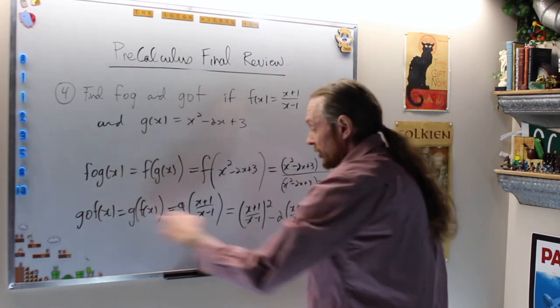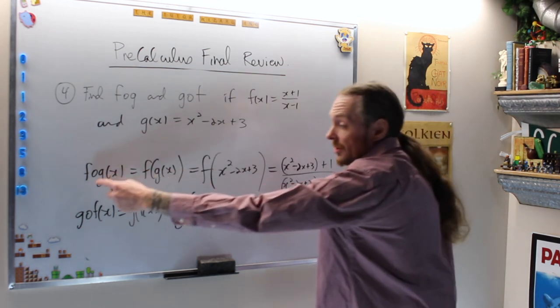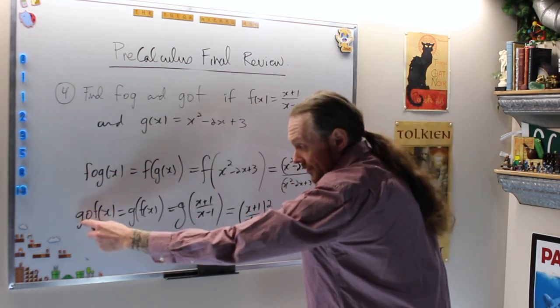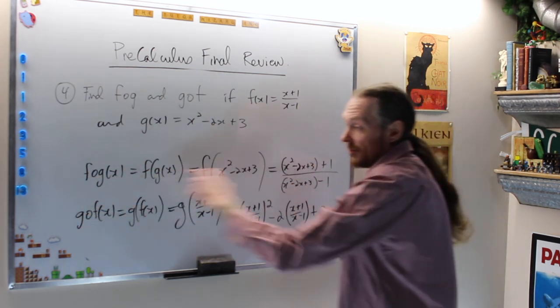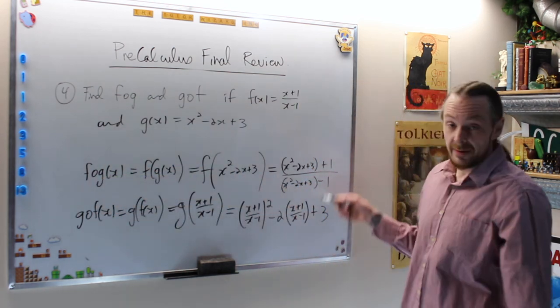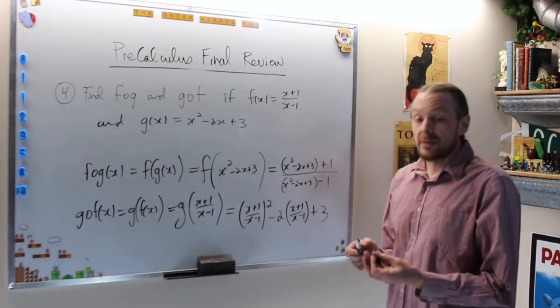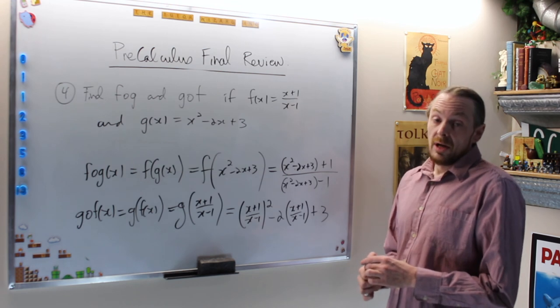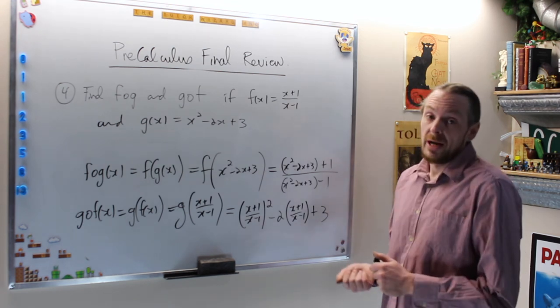This is f following g of x, and this is g following f of x, and the other one was f following g of x. Clearly they are not equal to each other. F of g does not equal g of f in general. Composition is not a commutative binary operation.